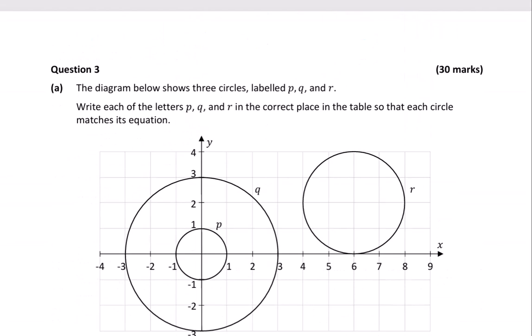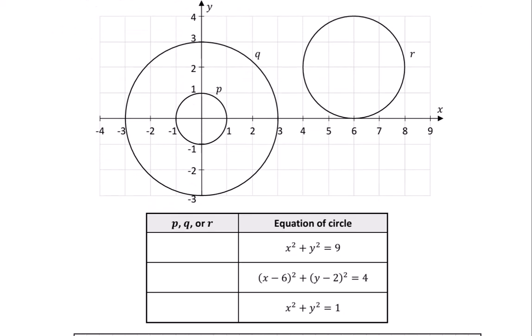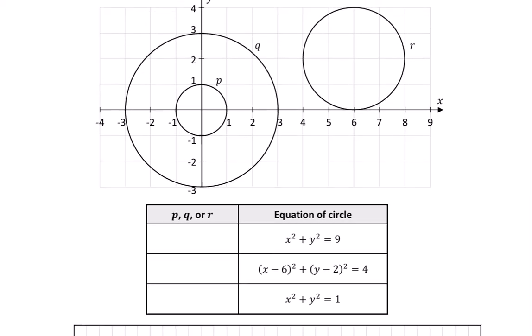Okay, next question then, question 3. The diagram below shows 3 circles labelled P, Q and R. Write each of the letters P, Q and R in the correct place in the table so that each circle matches its equation. So let's have a look at our equations. Well, the first one is x squared plus y squared is equal to 9. So an equation of a circle in this format means that the center must be 0, 0. So we have 2 circles here with center 0, 0.